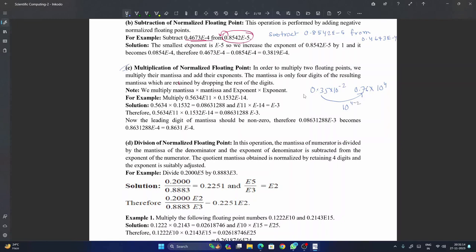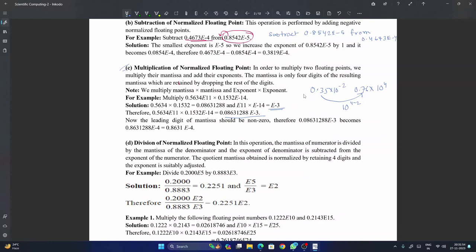So here also it is the same method, just multiply the mantissas, and whenever you multiply exponent into exponent, you have to add the exponents. So here you will get 0.5634 into 0.1532, it will be a big number, 0.08631288, and after that E11 into E minus 14 gives you E minus 3. So your number is actually 0.08631288 E minus 3, but here the mantissa has a 4-digit format.